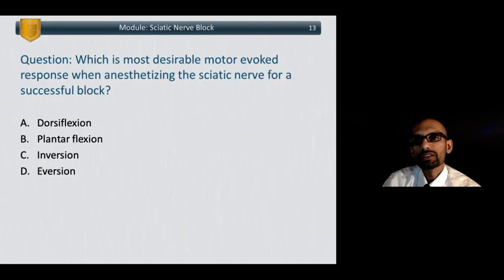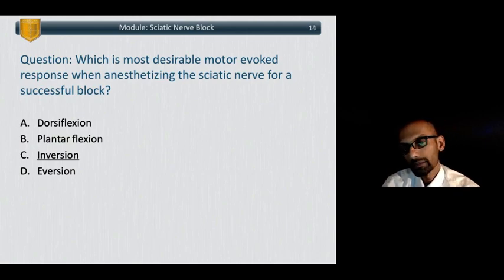So what is the most desirable motor evoked response when anesthetizing the sciatic nerve for a successful block? Overall, you can get all of these motor evoked responses when you're using a stimulator for a sciatic nerve block. But inversion is probably going to be your best bet. Once you're getting inversion, you are in the territory of the tibial branch of the sciatic nerve, but you're well poised with the needle to capture all the branches at this level.